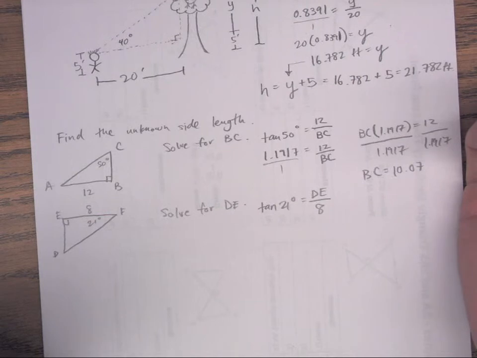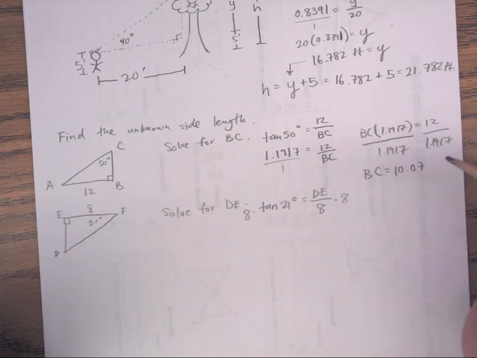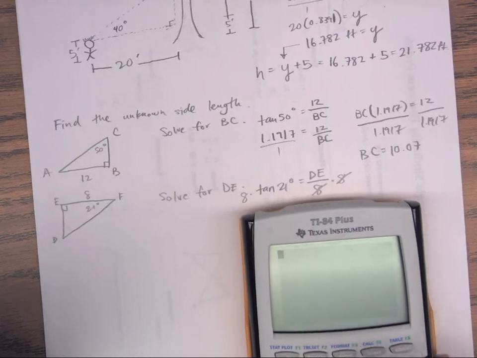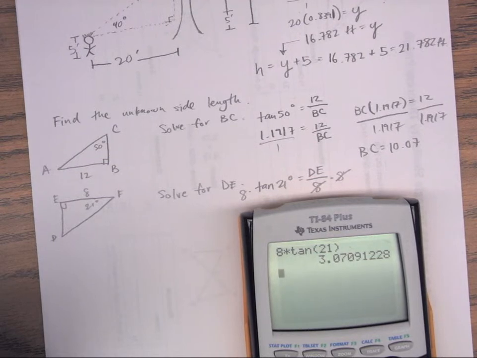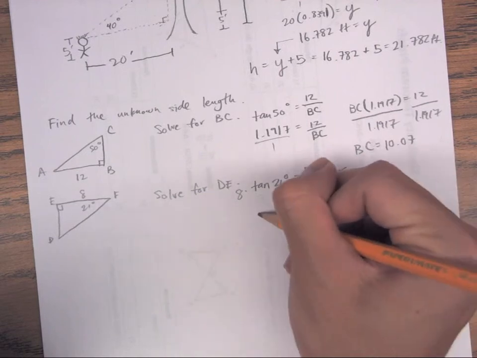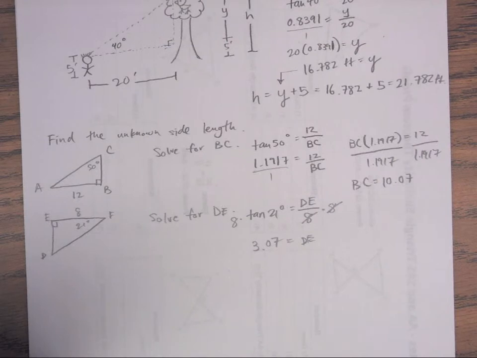Okay. So from here, you could do just like how I did the other problems. I'm just going to show you a different way. You could just do this. You could multiply by 8. These 8's cancel out. If you're too lazy to put anything else, just put 8 times tangent of 21. And that will give you the answer. So that means DE equals 3.07. Okay. All right. And that concludes the tangent ratio lesson.